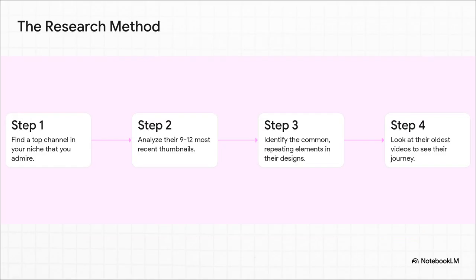And here's how you do it. It's actually a super simple process. First, find a top channel you really admire in your space. Then, take a screenshot of their, say, 9 or 12 most recent videos. Line them up. And just look. What are the patterns? What's consistent about the backgrounds, the text, the images they use? And then, and this is my favorite part, scroll all the way back to their oldest videos. I guarantee you, seeing how they started will be the best motivation you've ever had.